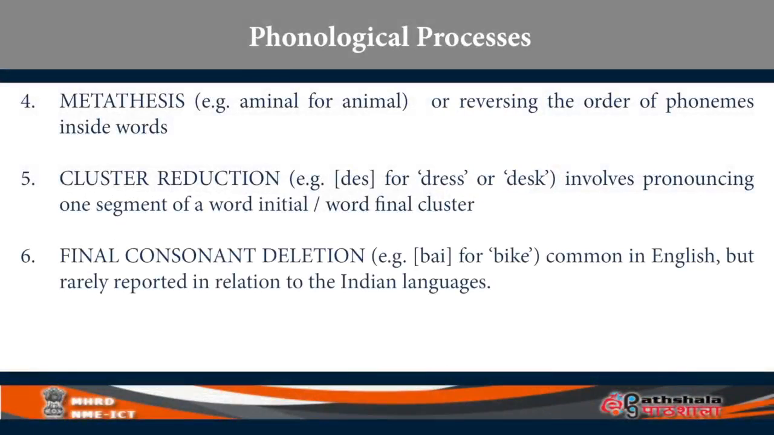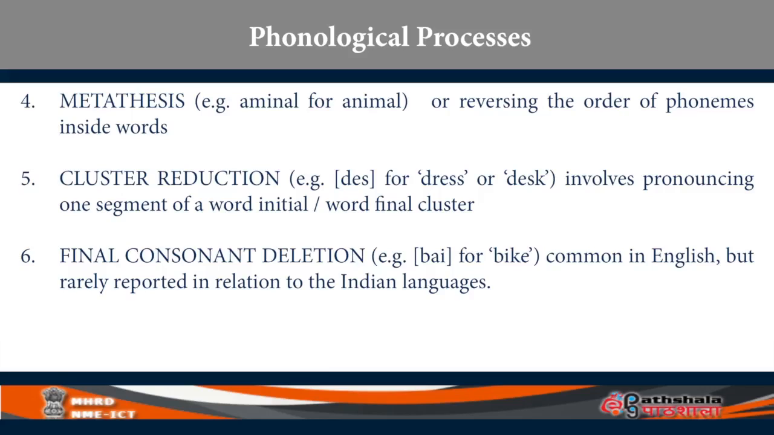Final consonant deletion. There are a lot of English speaking children who don't say the final consonant. Bike becomes by. It may sound awkward, but it's an extremely commonly reported phonological process among English speaking children. And in all my research, my colleagues' research in the department on phonological processes in Telugu, we never came across final consonant deletion. Telugu children don't delete final consonants. So, the point that I am trying to make is, we learn about simplifying processes, but they are all language specific.